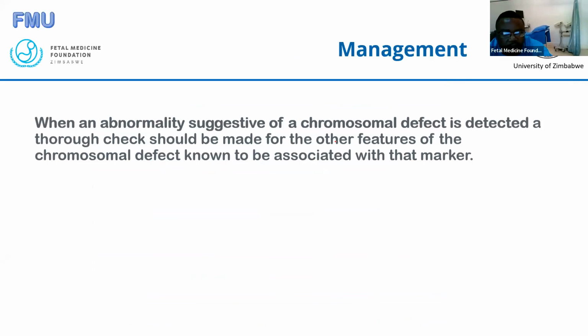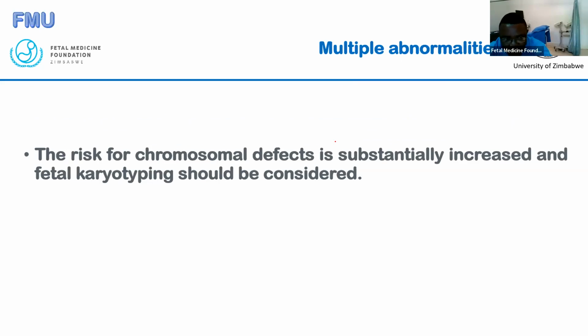So in terms of the management, if you do scan and you suspect through those features that we have mentioned that you are going to see certain features for specific conditions, whenever you see a defect or a soft marker which suggests a chromosome abnormality, look for more features. Don't stop there and walk away and say, I've seen an increased nuchal fold on this baby, and you walk away. You look for more features, for associated markers. I'll explain why you have to do that, because one marker may not be enough for us to order further tests.